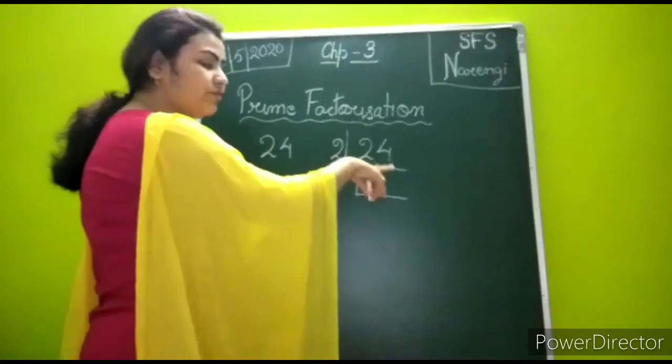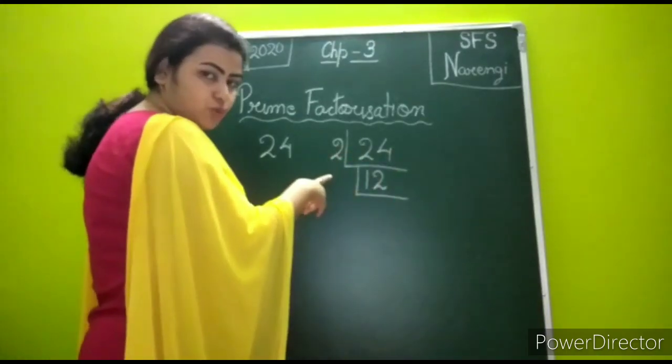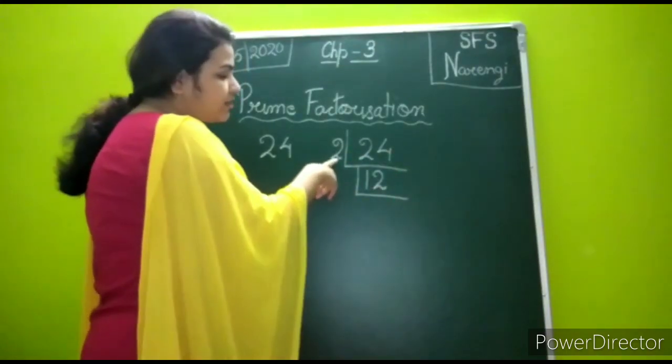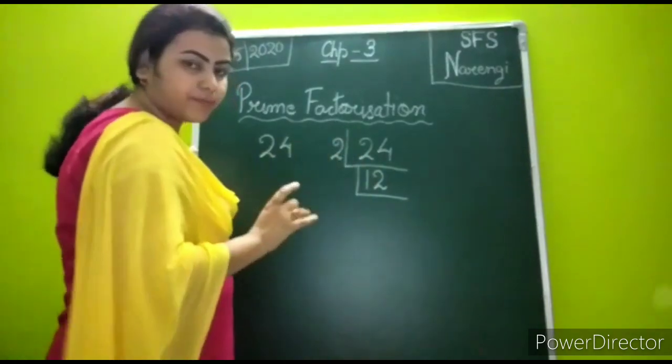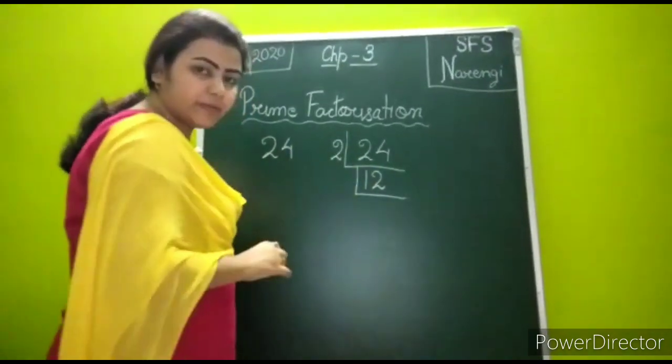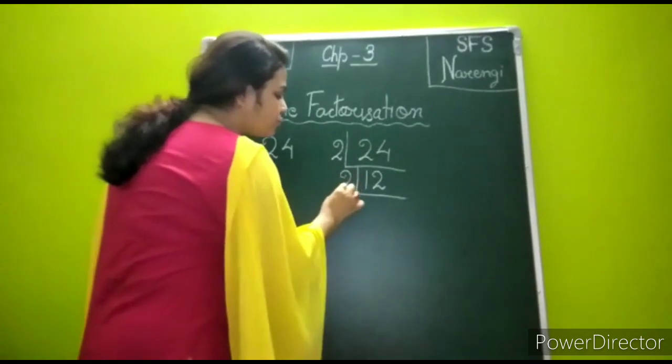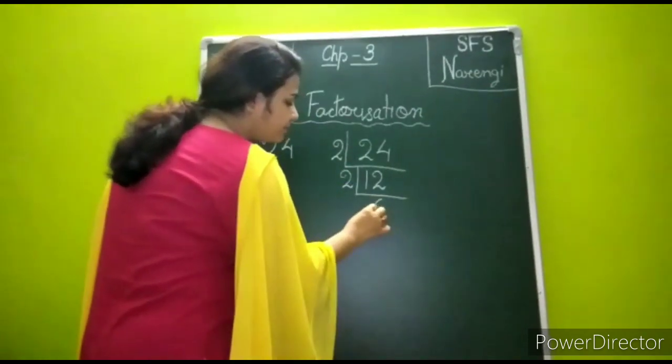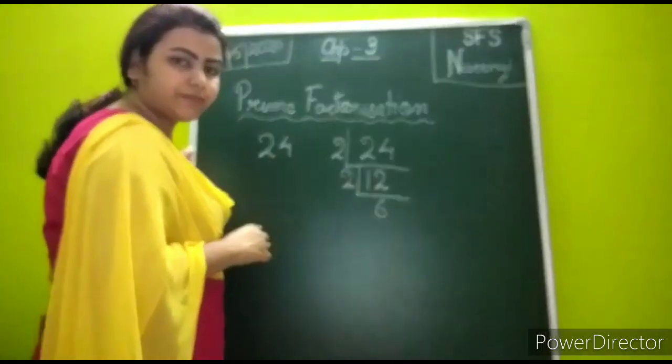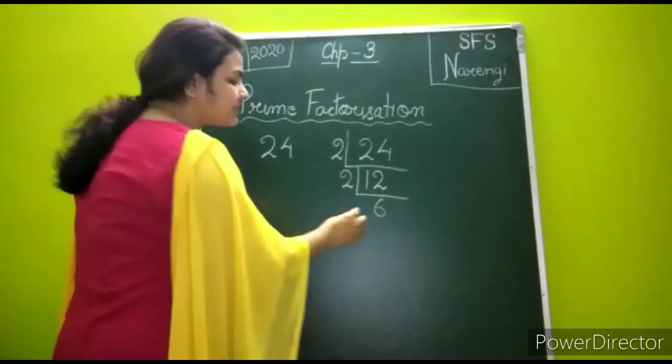Like this one. 24. Smallest prime number is 2. Right? We divided: 2 1s are 2, 2 2s are 4. Now 12. Is 12 divisible by 2? 12 is also divisible by 2. 2 6s are 12. Right? Now is 6 divisible by 2?